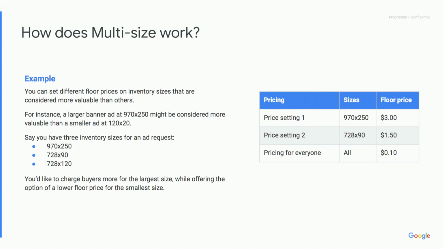Using Unified Pricing Rules, you can set 3 different floor prices within the same rule. As you can see on the right, we've set a floor price for $3 for the largest ad size, 970 by 250, $1.50 for the 728 by 90, and a lower floor price for all other sizes. So within this setup, buyers can submit bids for all 3 sizes, and the highest bid across all sizes above the floor price wins.